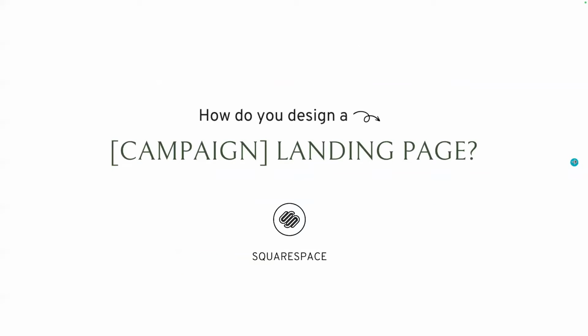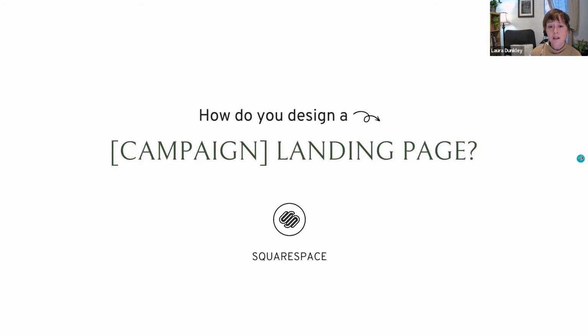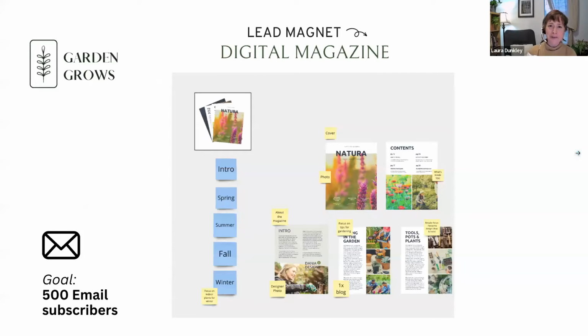You're welcome. All right, how do we design it? We're going to use Squarespace as an example today, but really it can be done on WordPress, Wix, whatever that is. But we will dive into Squarespace today. And we are going to continue to use our Garden Grows example. That is our demo company for anyone who's new. Garden Grows is a garden center, but they've also introduced landscape design services, and one of their goals, if you can see that at the bottom there, is to get 500 email subscribers. You'll see this is a continuation of a marketing campaign we've been building out. And now we have to create this lead magnet.